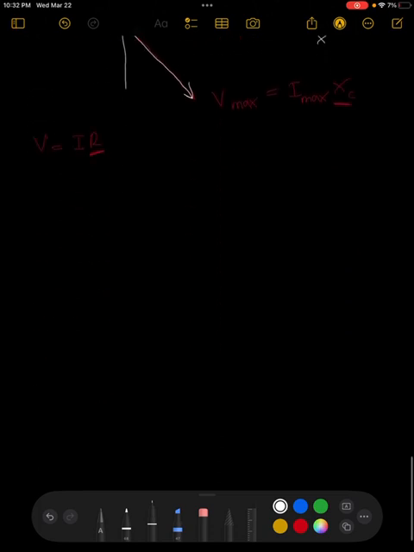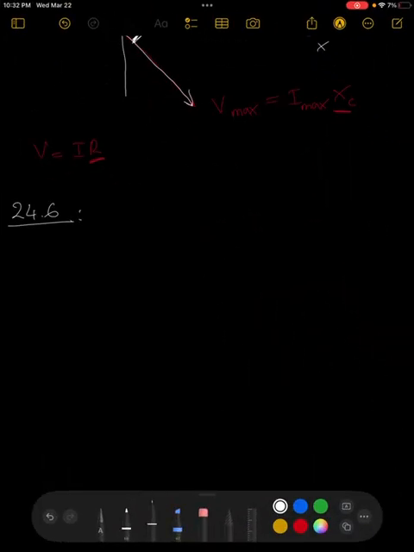So from that concept, let's do example 24.6. So example 24.6 says consider a capacitor circuit. So when I talk about capacitor circuit, we instantly think about Imax leads Vmax, or Vmax lags behind Imax, because the current is reaching the maximum value before the voltage in the capacitor AC circuit.